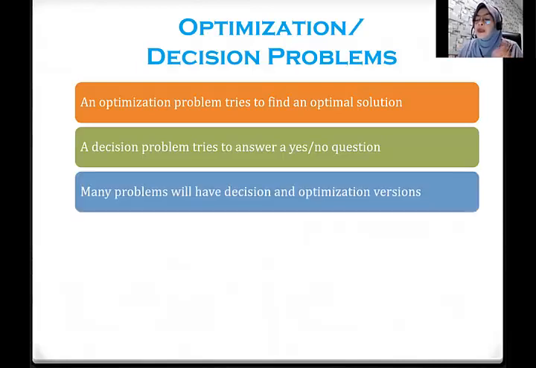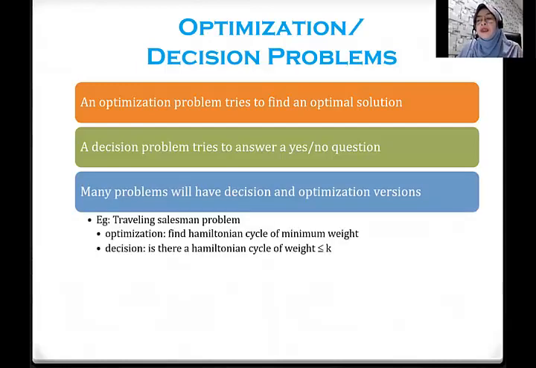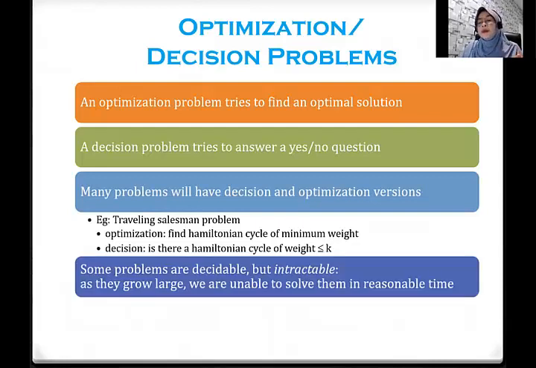Many problems will have a decision and an optimization version. For example, for the traveling salesman problem, the optimization problem is to find the Hamiltonian cycle of minimum weight. In the decision problem, is there a Hamiltonian cycle of weight less than k? Some problems are decidable but intractable. As they grow large, we are unable to solve them in a reasonable time. Is there a polynomial time algorithm that solves the problem?